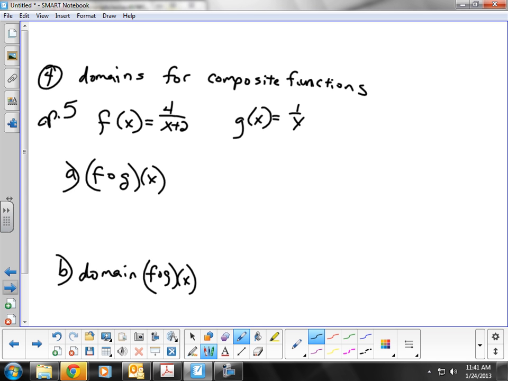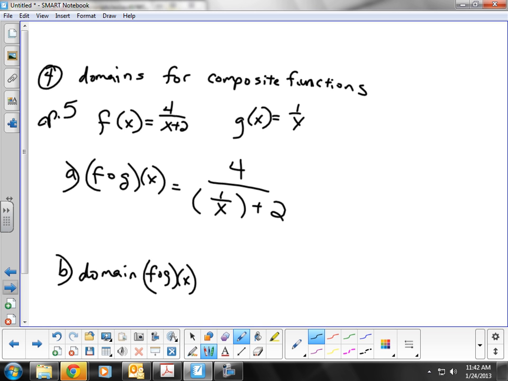So first of all, F composed G: I'm going to take the F function. Everybody see I just rewrote the F function? And where the x was, I'm going to put in the g function. Now that is a complex fraction. And there are no books that leave answers in complex fraction form.